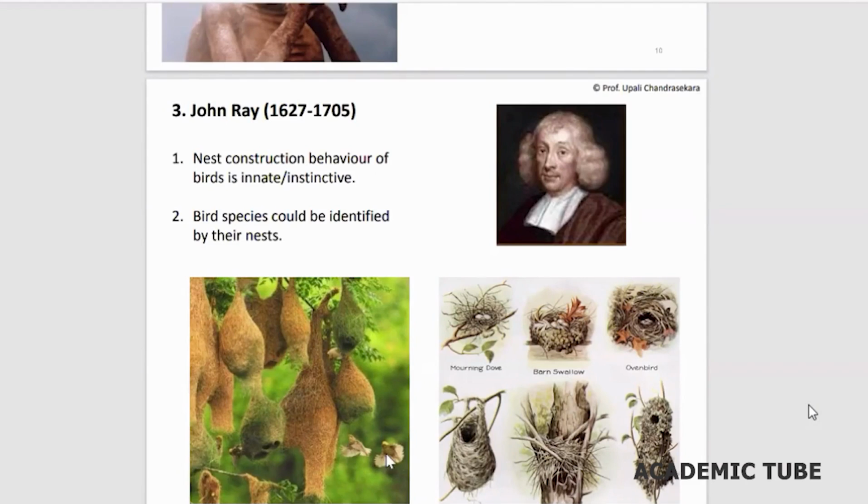Okay, yes, fine, sir. Now, commonly these are weaver bird nests, right? Nevertheless, these nests belong to several weaver bird species. You see, the nest shapes are different.